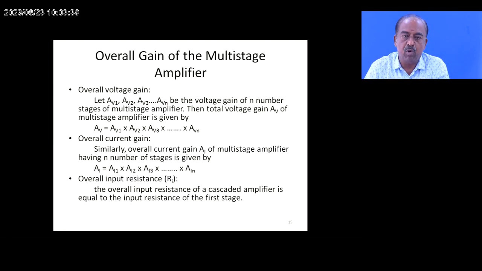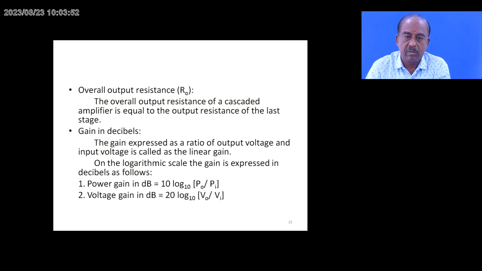This is the gain of the overall multi-stage amplifier. That is, A1, A2, A3 are the amplifications of the 1, 2, 3 amplifiers. Therefore, overall amplification is the product of all these. This is the overall output resistance also. The overall output resistance of the cascade amplifier is equal to the output resistance of the last stage only. This is not a summation or multiplication, anything else. Last load resistance is only the output resistance. The gain in decibels also has calculations, but it's not required for our case.